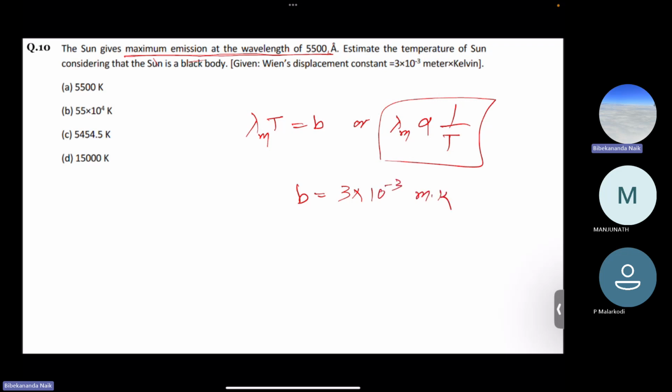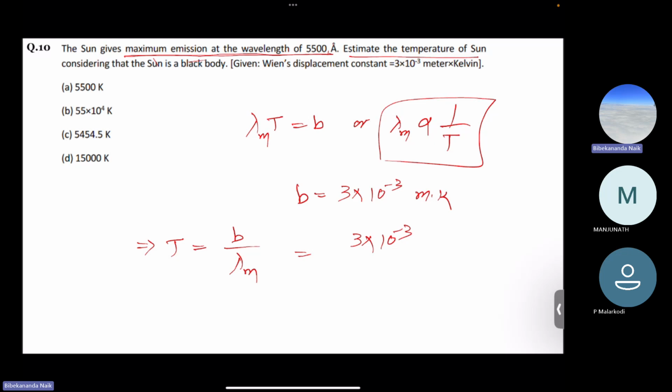Now the question says estimate the temperature of the sun. So we have the value of lambda, we have the value of B. So simply we need to calculate the temperature of the sun. So what will be the temperature of the sun? It will be T equals B divided by lambda m. We know B is 3 into 10 to the power minus 3. As you can see, wavelength is in Angstrom and the displacement constant is in meter Kelvin. So we need to convert Angstrom into meter, and since all the answers are in Kelvin, we don't need any conversion for Wien's constant.